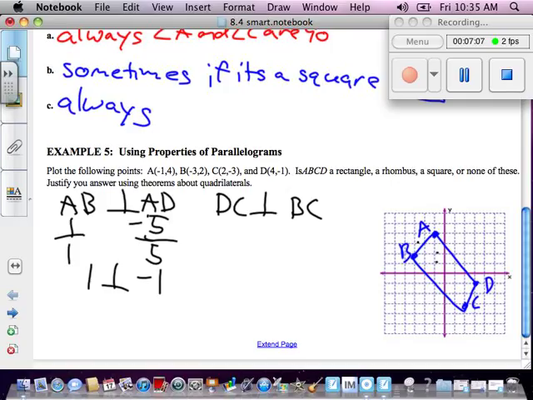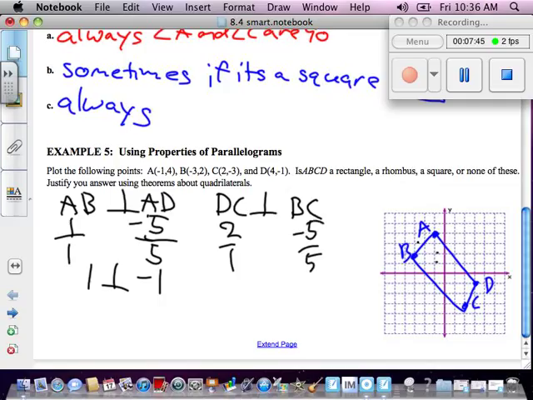Okay, let's look at DC and BC. D to C, C to D, I mean, we go up 1, 2 over 1. C is at 2, -3. So I go up 1, 2 over 1, 2 over 1. Okay, BC, I went down 1, 2, 3, 4, 5, 6, 5 over 1, 2, 3, 4, 5. We get -5 over 5.